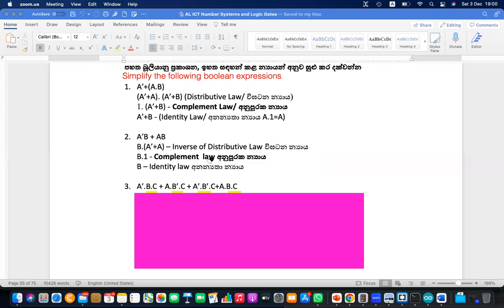Okay, next one. This is easy. I agree with this answer. Here you took B directly, since B is common, you took it out. Here there is a dot, I didn't mention it, no need to mention it. A not and B, A and B, so B is common. I'm taking this out. A not and A is 1, that is complement law. Then B and 1 is identity law, that is B. I agree with that. So you can write down with the relevant laws.